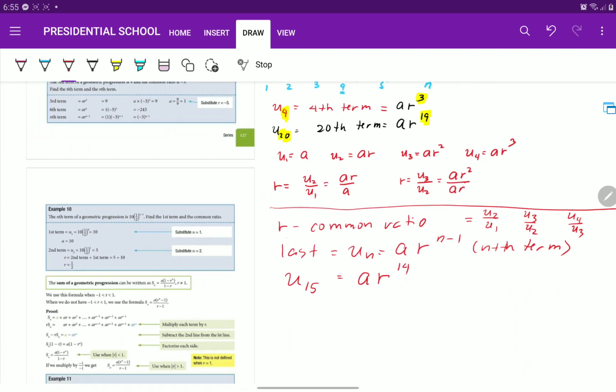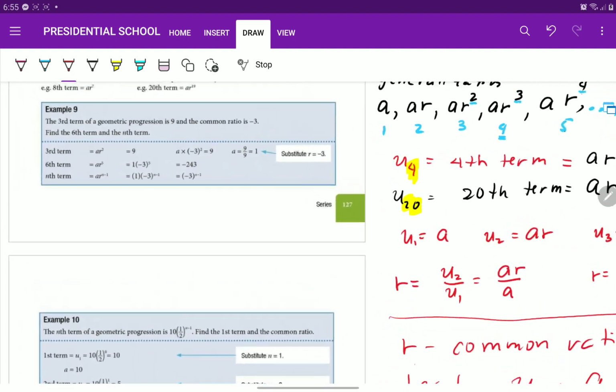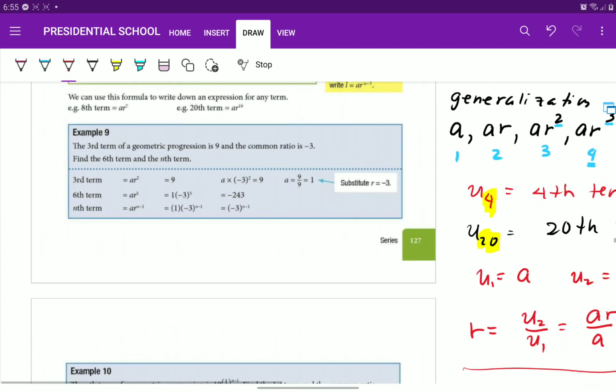Alright, let's try to look at this example here. The question says, the third term of a geometric progression is 9. Again, in your head, third term. So meaning that a r squared is equal to 9. And the common ratio is negative 3. You know the common ratio. Find the sixth term and the nth term.